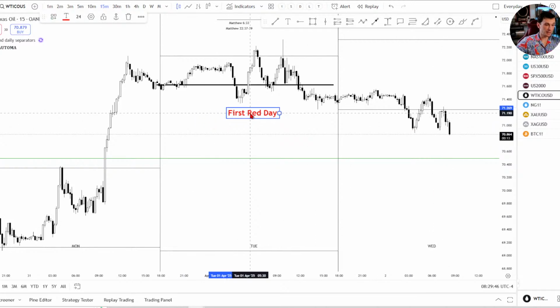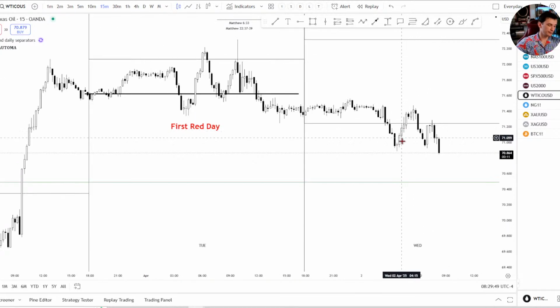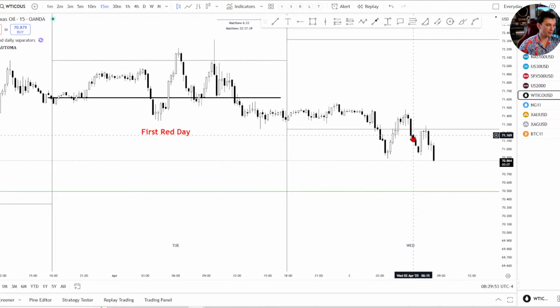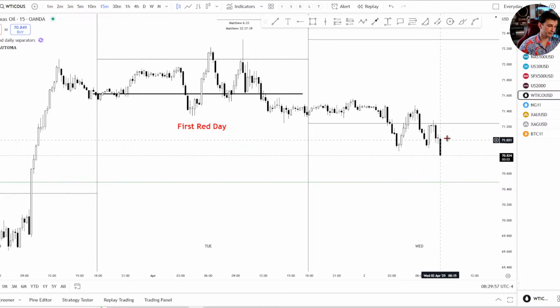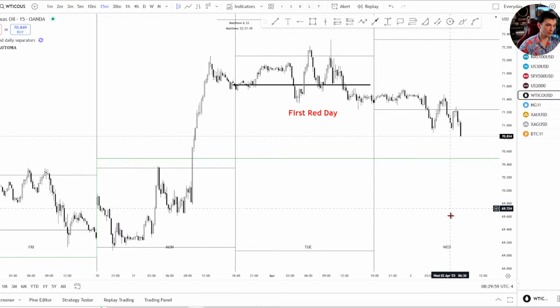All right, first red day. So today, they've already kind of started the trade, which is great. So what would I be looking for now? Maybe nothing at this point, unfortunately, because they've already kind of started the move. We got a lot of room to go, but I don't want to chase.